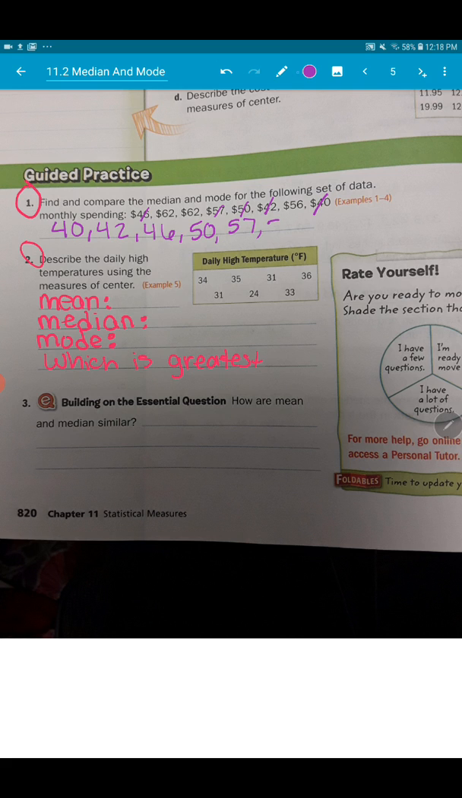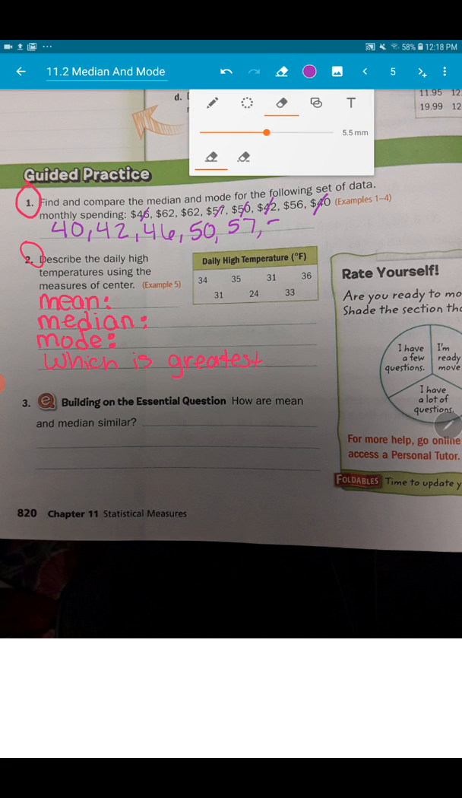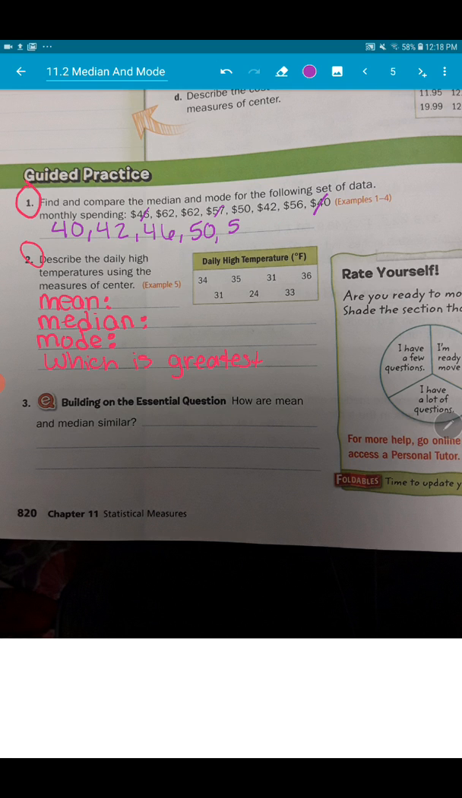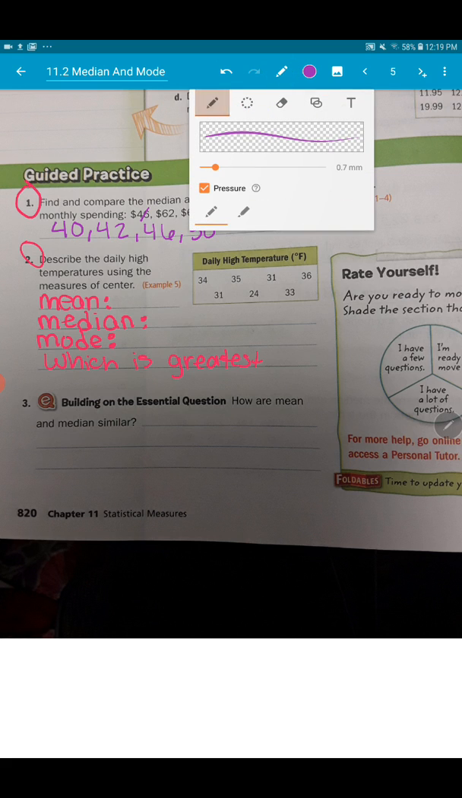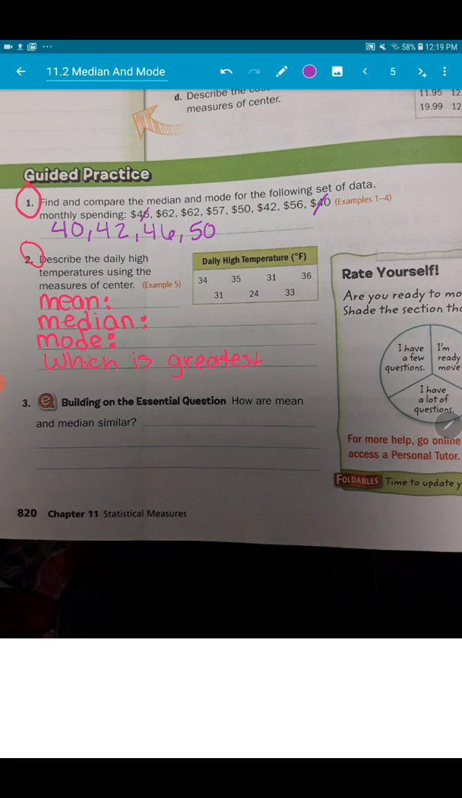Oh, I forgot, 56. That's why it's important to check your work. So we have 50, 56, 57, and then 2 62s. So first I'm going to find the median. I'm going to start crossing off. And there's 2 middle numbers.